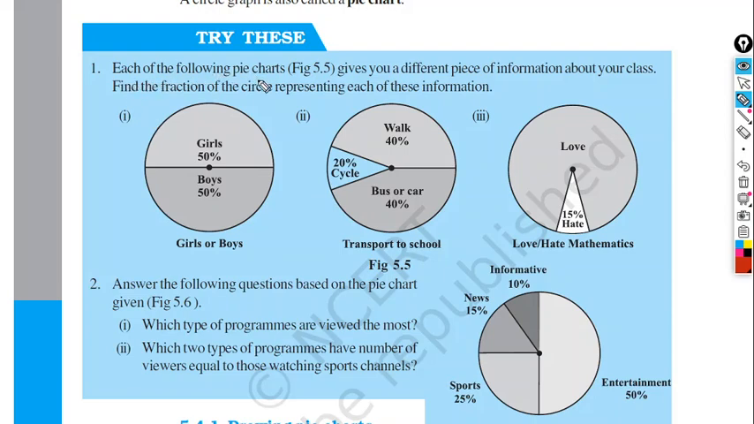So each of the following pie charts, you can see 1, 2, 3, 4 pie charts are here, gives you different pieces of information. Each pie chart is giving you a different piece of information about your class. Find the fraction of the circle representing each of the information. I, double I, triple I, and IV are there. Let's see. Okay, first one.